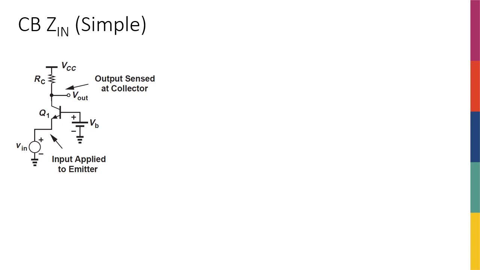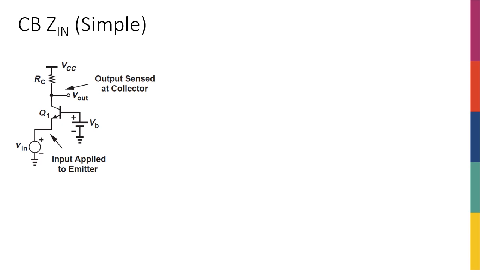So the next thing after gain calculation is calculating the input and output impedance. We're going to start with input impedance. Again, we're looking at the common base amplifier. The input is applied to the emitter and the output is taken or sensed from the collector side.